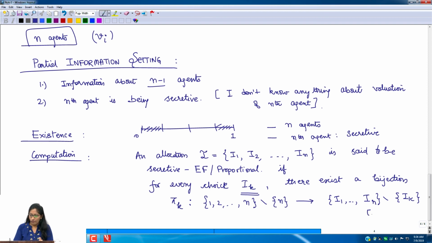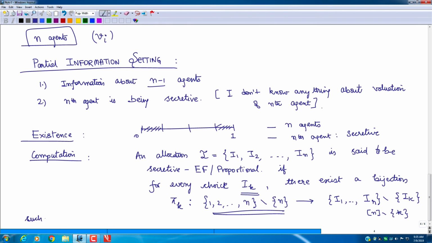And also we can denote it by n minus k. So what I want is the remaining n minus 1 agents to be able to divide the remaining n minus 1 pieces in a manner which is again envy-free, or proportional, or any fairness notion you are assuming, such that Vi of Ii of pi k of i is greater than or equal to Vi of, let's say, Ij for every j, and again for every i in the first n minus 1.